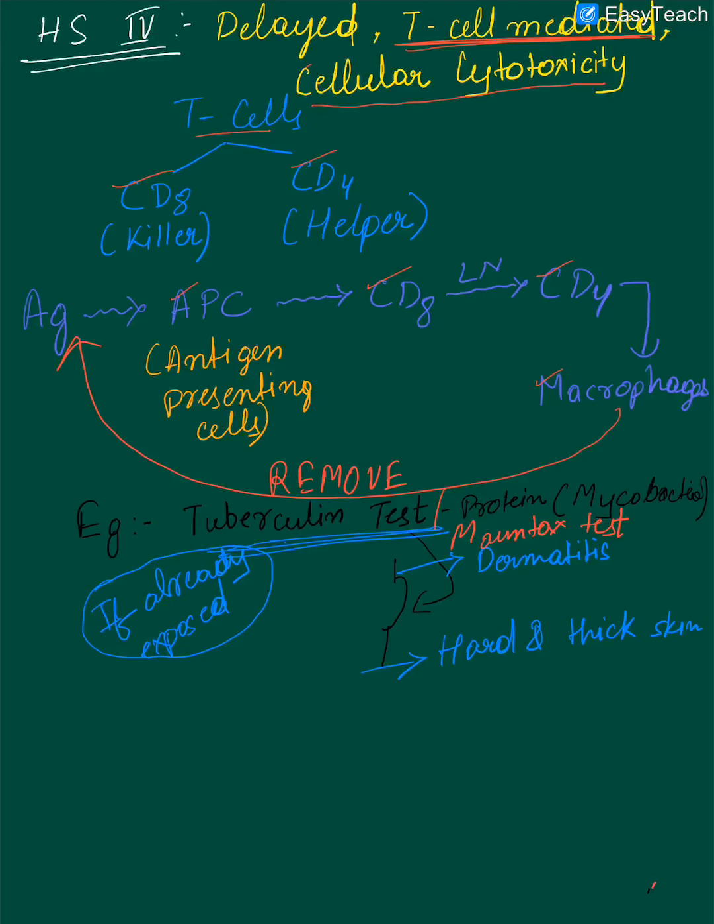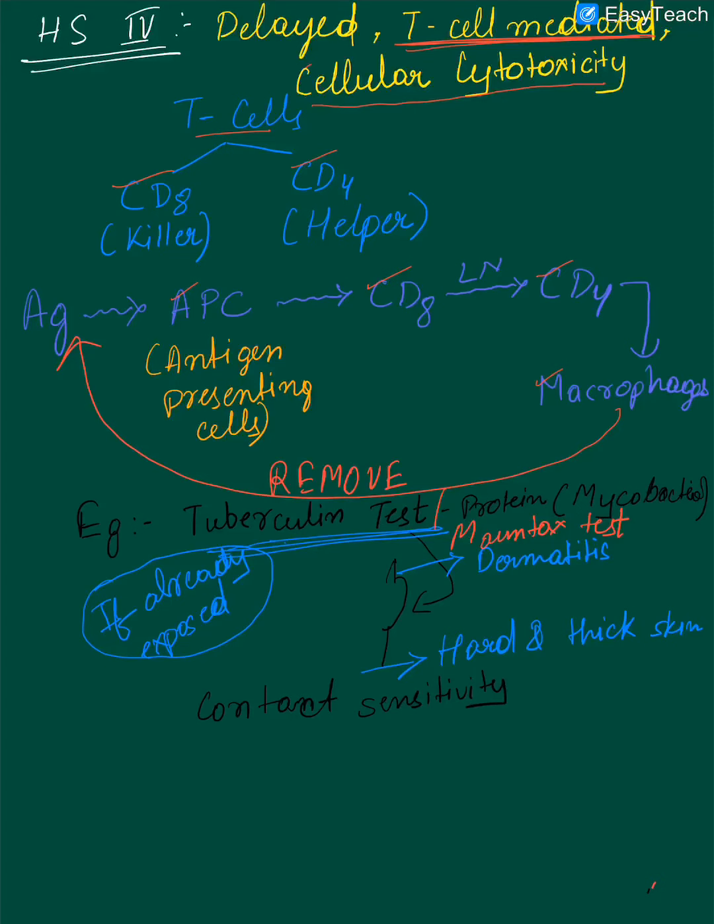The second example is contact sensitivity. It's very understandable from the term, the contact of anything. We may be allergic to so many things, the leaves or something. When they come in contact with our skin, again the same thing, the skin gets inflamed, there is dermatitis, and hard thickening of the skin.